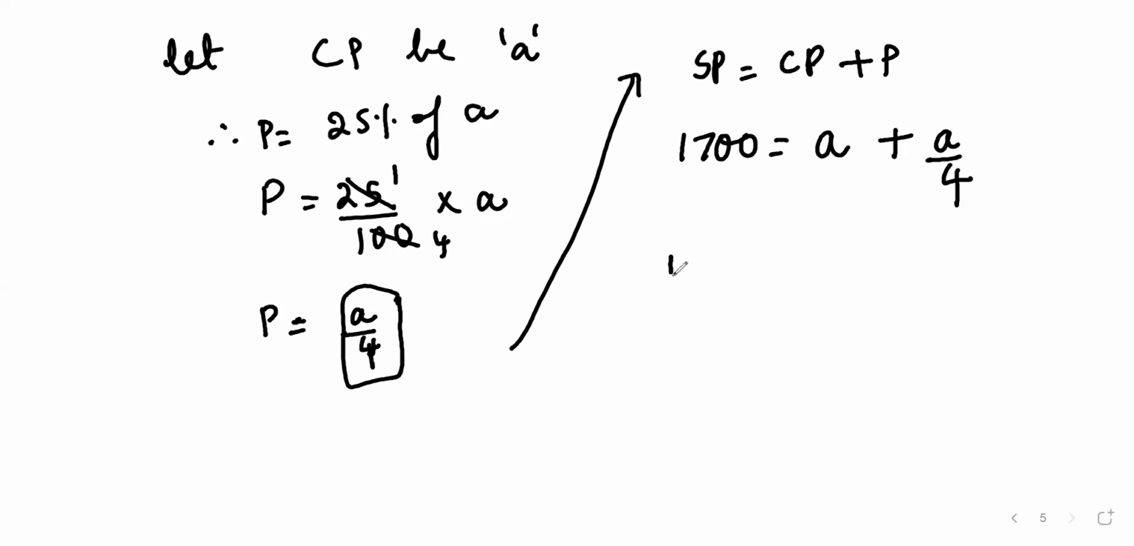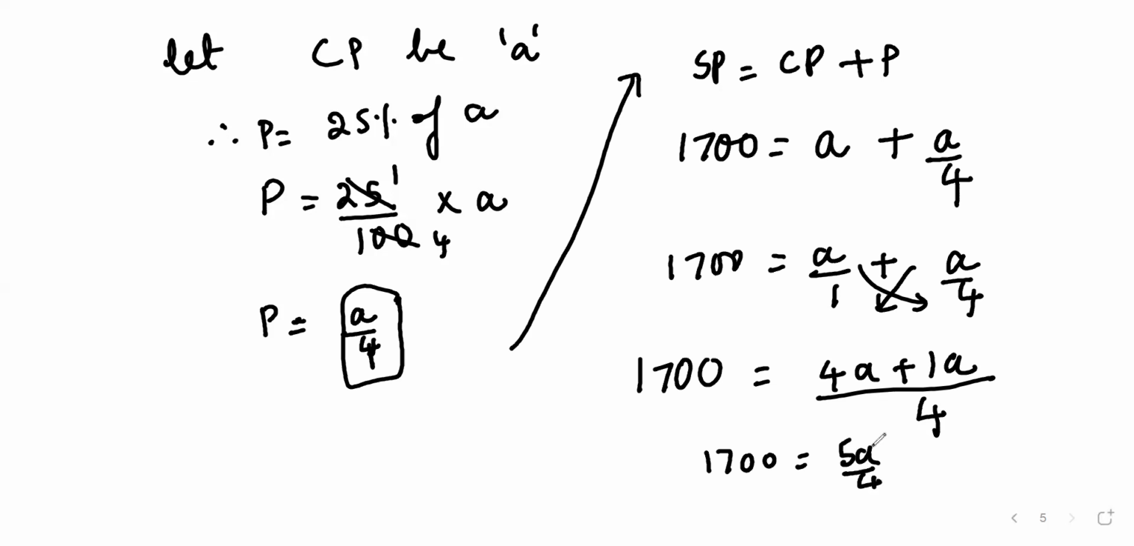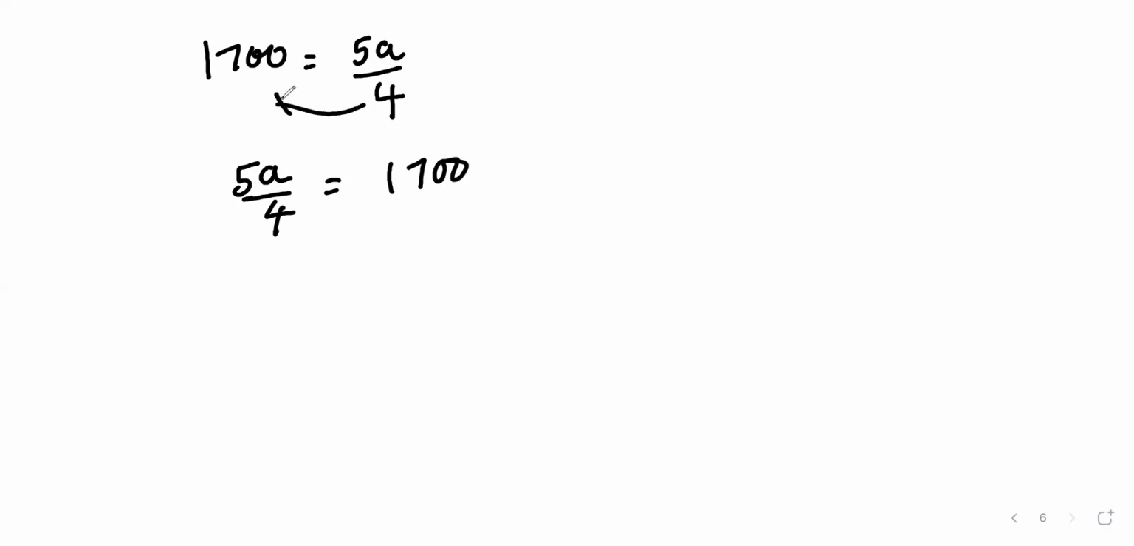So I told you, in the language of fractions, A is nothing but A upon 1 plus A upon 4. Cross multiply. So 1,700 is, butterfly method, LCM is 4. 4 into A, 4A, 1 into A, 1A. So 1,700, numerator is 4A plus 1A, 5A by 4. I'm just taking it forward. So 1,700 is 5A upon 4. So what happens is, we'll keep only A on one side. 5A, we just swap the positions. So now I just swapped it.